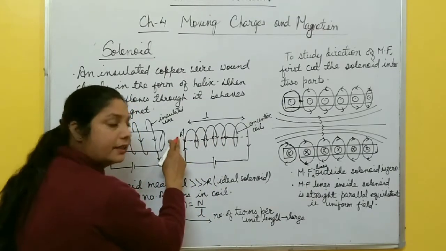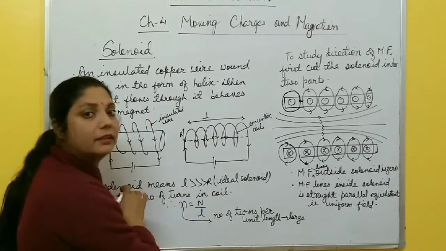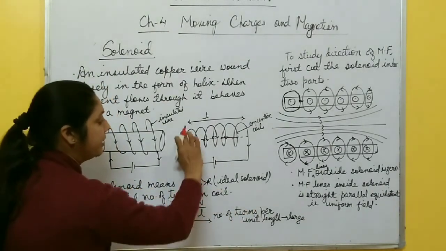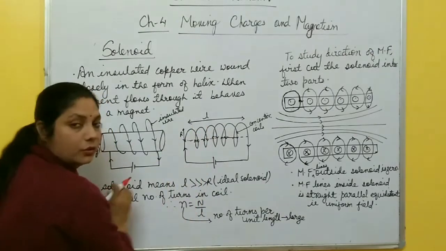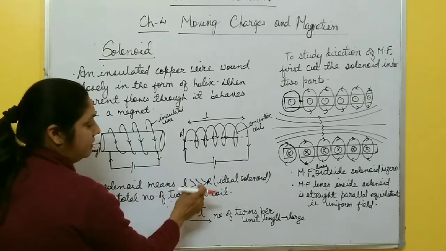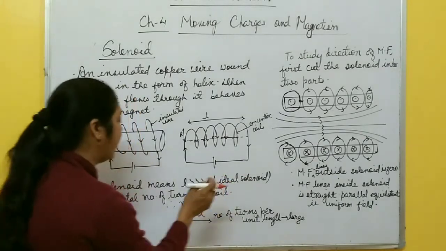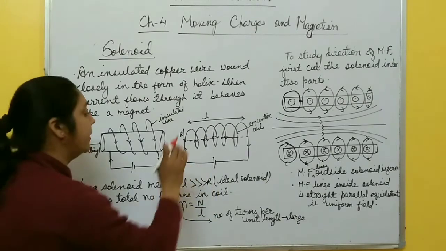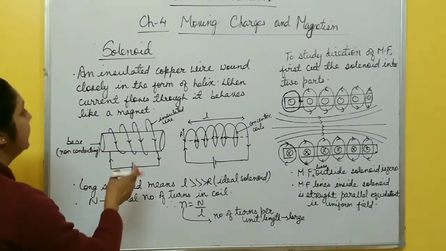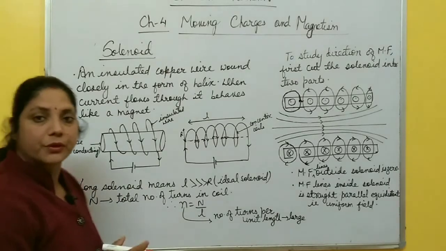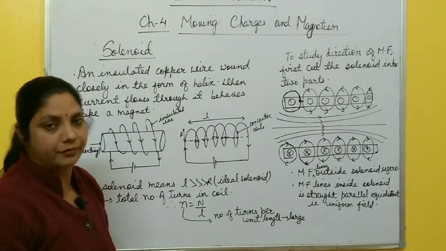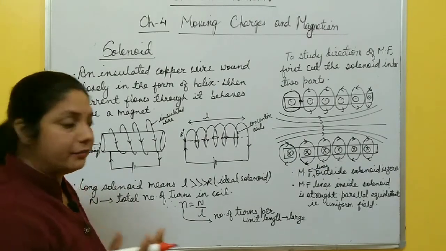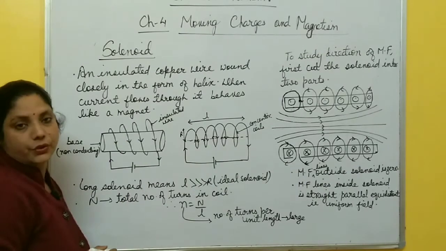Suppose R is the radius of each coil and L is the length of the solenoid. If the solenoid is very large, meaning the length is much greater than the radius of each coil, that solenoid is called an ideal solenoid. In that case, the length of the solenoid is much greater than the radius of each coil. So in this way, a solenoid is used to produce a large, strong magnetic field, right? Now, what is the direction of the magnetic field around this solenoid?